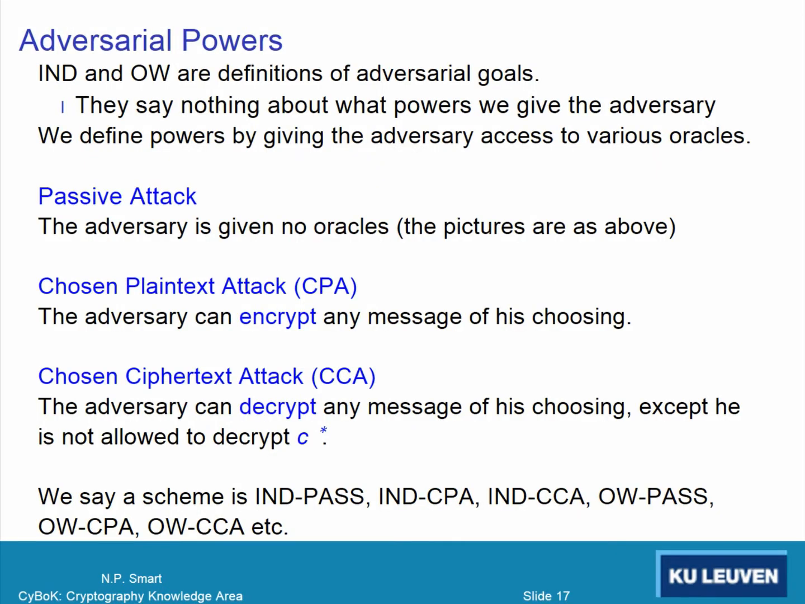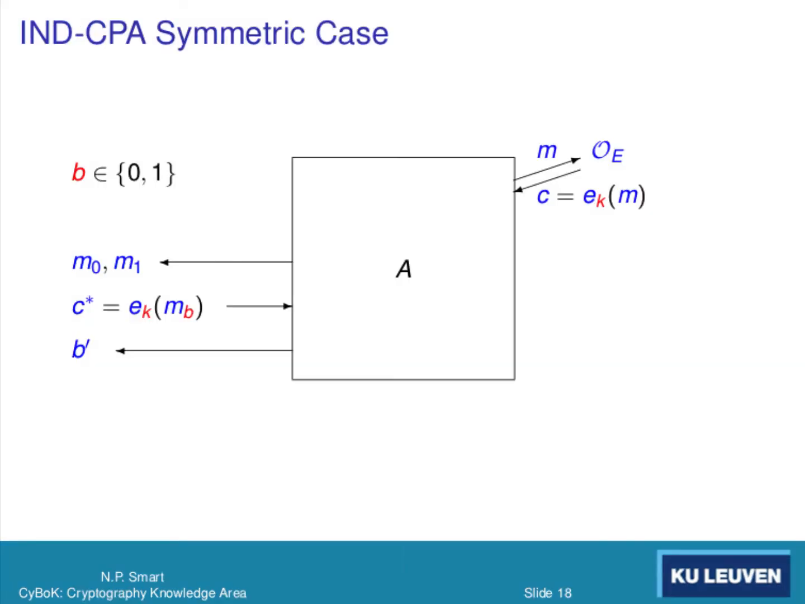And we can also define adversarial powers. And then we combine the adversarial goal with an adversarial power to get the full game. So we've seen the goals are IND, or one way, and then the adversarial powers are generally passive attack, where the adversary has no extra power at all, which is essentially the pictures we just saw. A chosen plaintext attack, where the adversary can encrypt arbitrary messages of his choosing, or what's called a chosen ciphertext attack, where the adversary can decrypt any message of his choosing except for the one that is the target ciphertext. And we'll go through these in the pictorial way to see them in more detail.